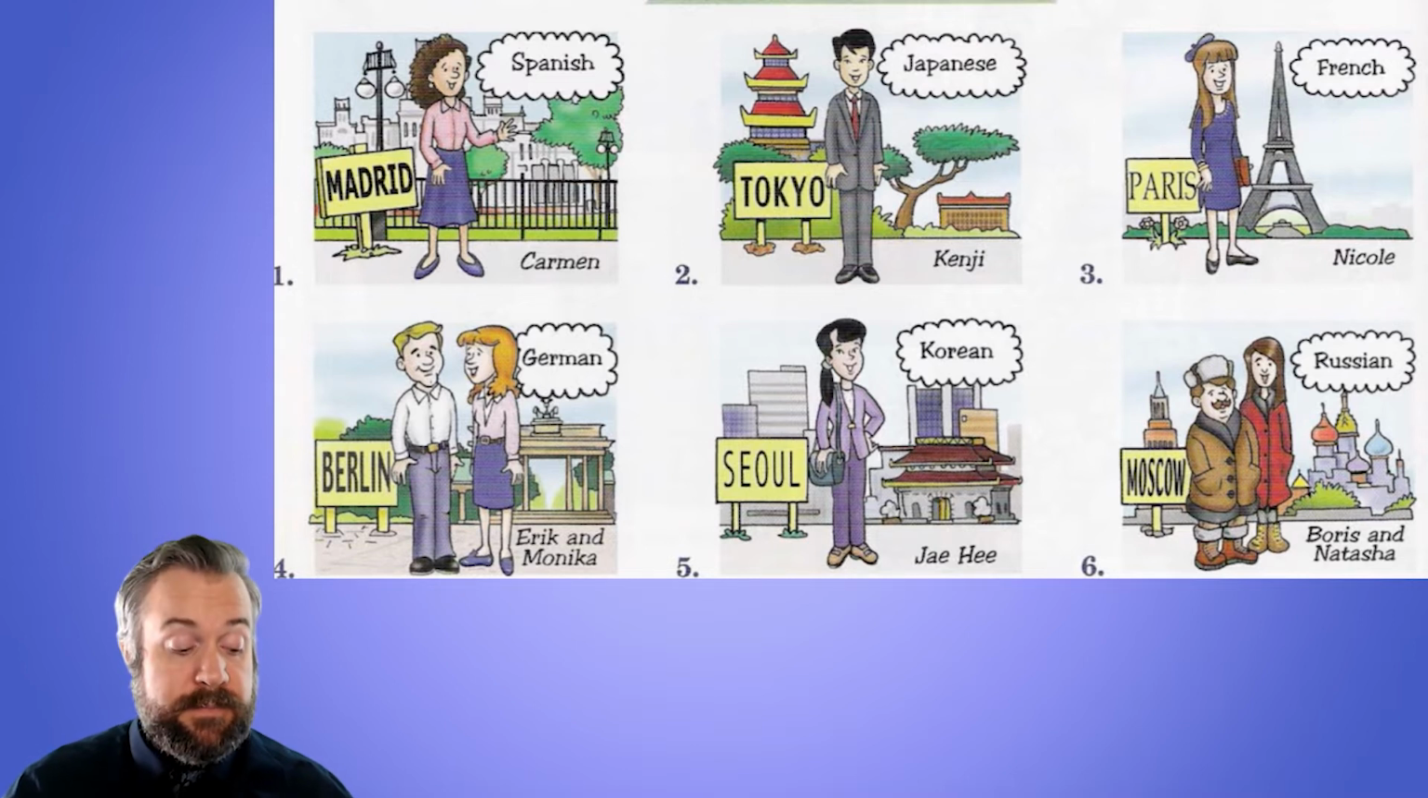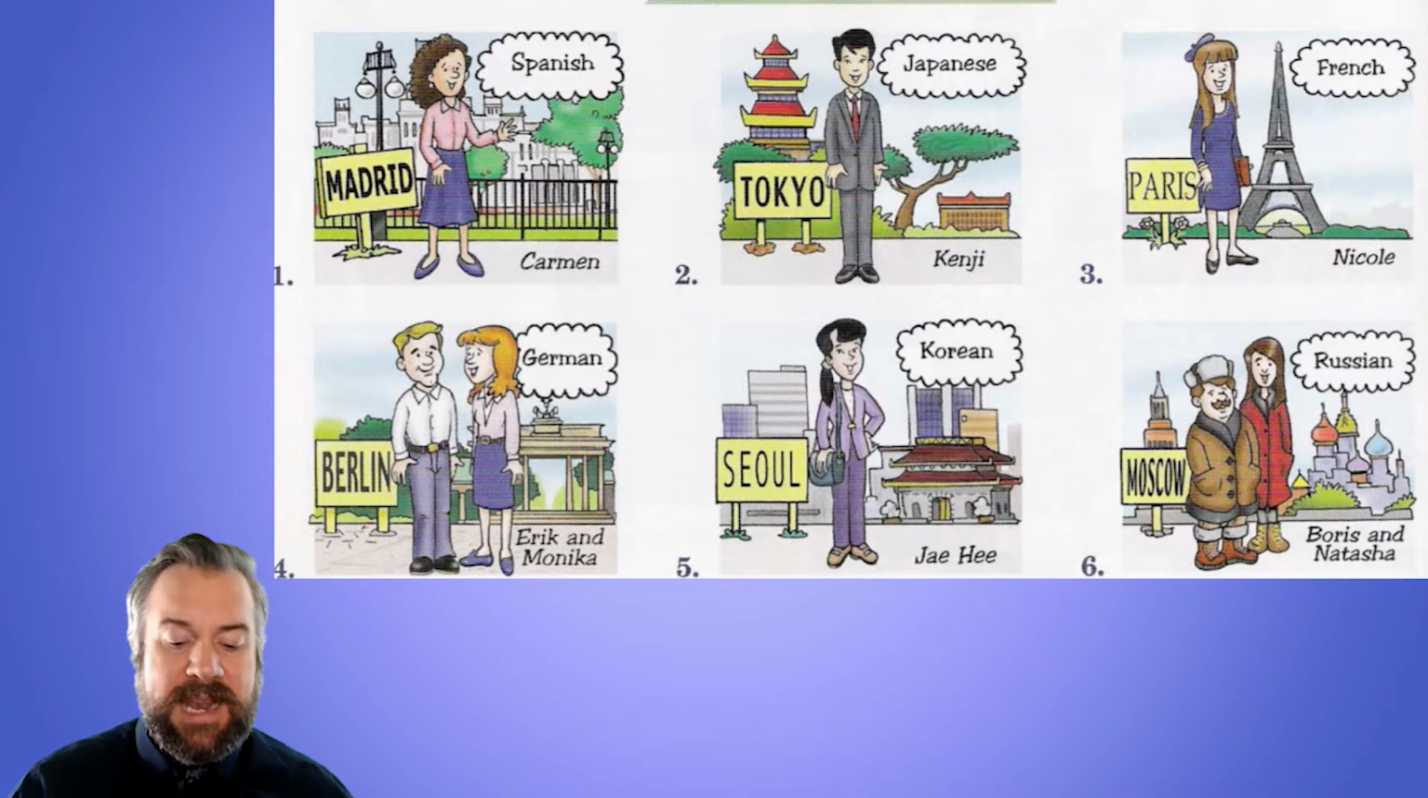Number 5. What is your name? Where do you live? What language do you speak? What do you do every day? And number 6. What are your names? Where do you live? What language do you speak? And what do you do every day?